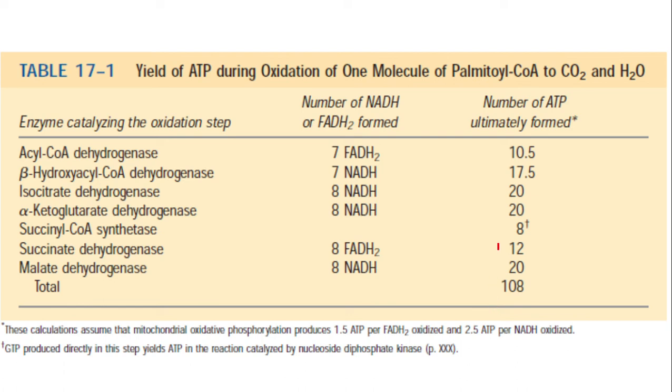Keep it in mind that we consider that 1 FADH2 gave us 1.5 ATP, while 1 NADH plus H plus gave us 2.5 ATP. This is the ultimate yield of ATP from one molecule of palmitic acid. If you get another fatty acid, for example stearic acid, etc., accordingly you increase the number of cycles.